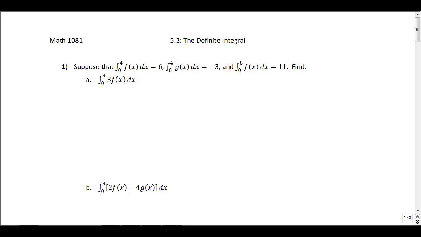Okay, so in this video we're going to start doing some definite integrals, not necessarily getting quite into the fundamental theorem of calculus yet, just sort of a general idea of how definite integrals work.